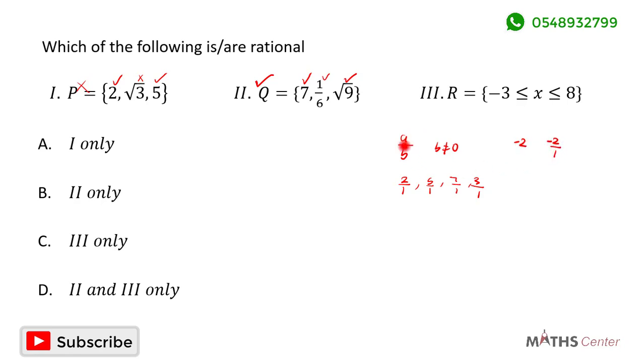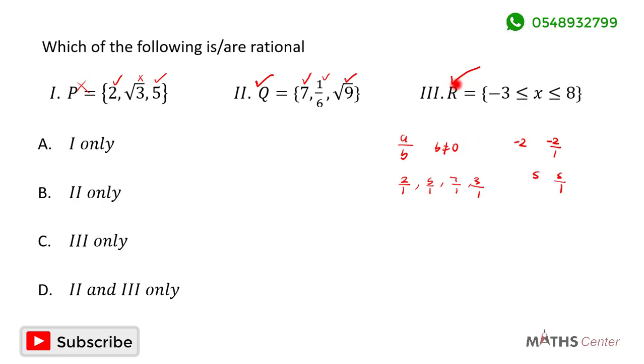If we take another one at random, let's say any number between -3 and 8, let's say 5, 5 can be written as 5 divided by 1, which is also in the form A divided by B, which is a rational number. So as you can see here, all the members between -3 and 8 can be written in the form A divided by B. So all of them are rational numbers, and so all the members in set R are also rational numbers.